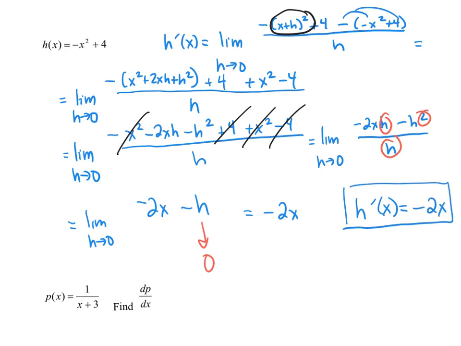Now, since this is a function, it does change. If I wanted to know the slope of the tangent line at x equal 4, I'd plug in 4, and I get negative 8. If I wanted the slope of the tangent line at 0, it would be 0, because I get negative 2 times 0. So the slope of the tangent line changes as the points on the graph change, but if you have your derivative, you're just changing the value of x in that derivative to change the slopes of the tangent lines.